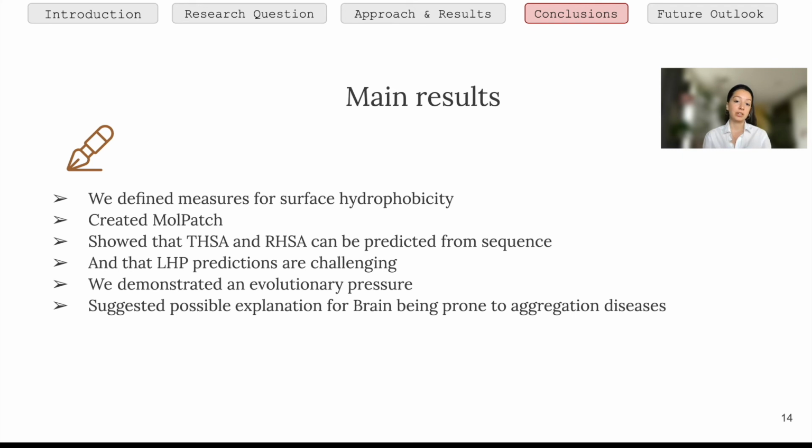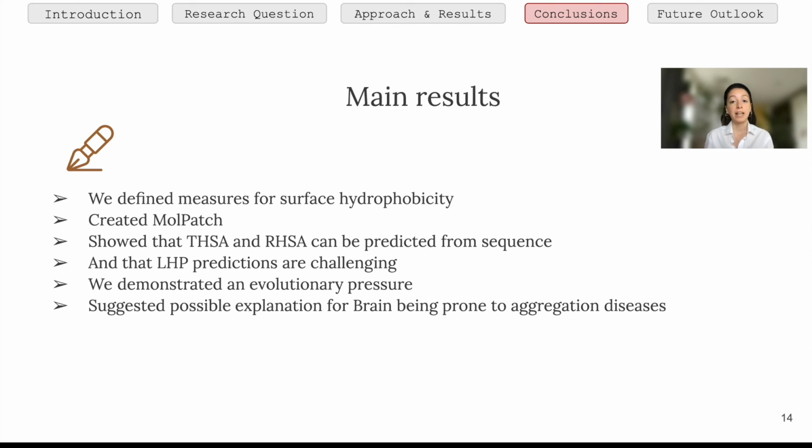To summarize, in this work, we analyzed the predictability and biological role of hydrophobic areas on the protein surface, which until recently was a difficult problem. We show that the THSA and RHSA values can be very well predicted. On the other hand, large hydrophobic patch values cannot be directly predicted by NetSurfB and need an additional model training, and the prediction is quite challenging still.